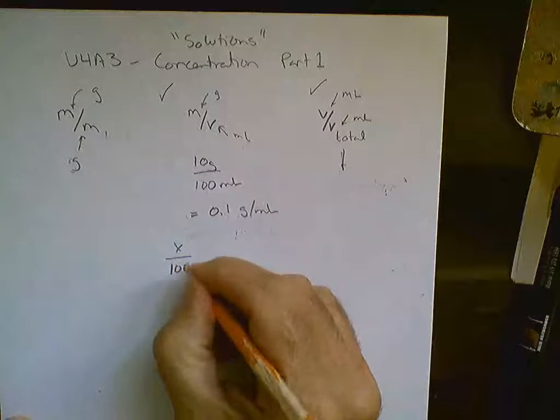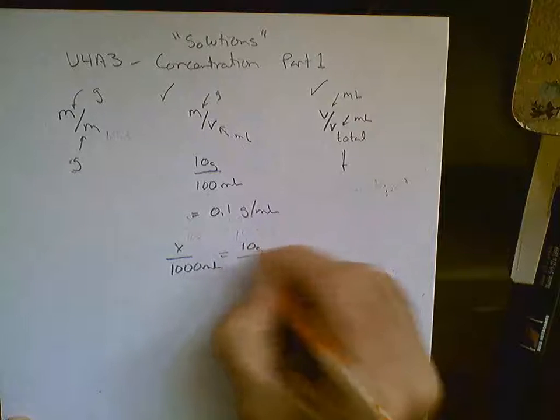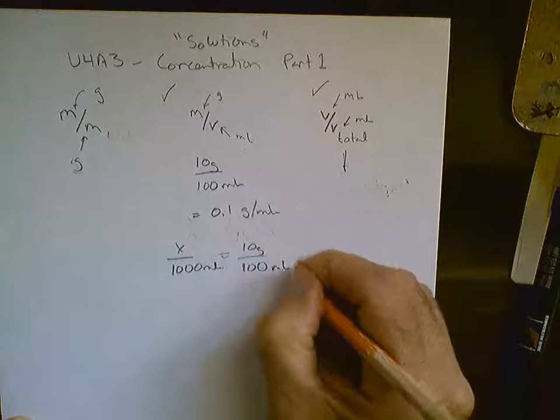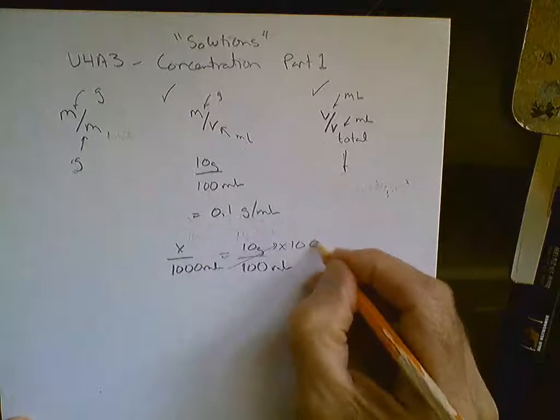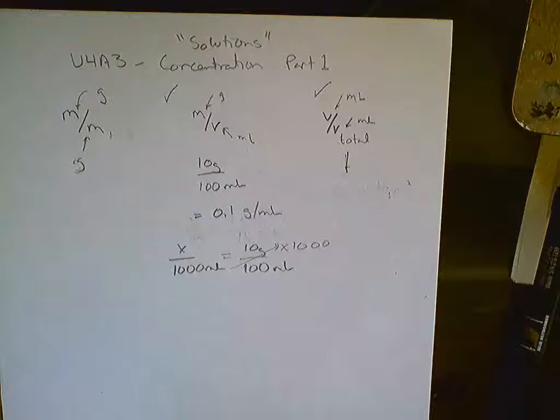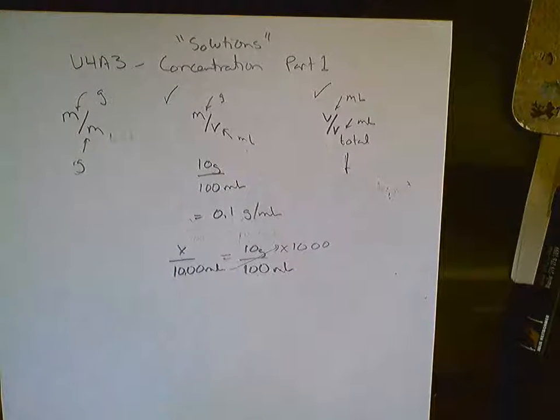So they want to know how many grams it would be per 1,000 milliliters. This is the ratio you would set up. You would take the 10 grams, multiply it by 1,000, and divide by 100. So if they give you a concentration and then tell you to find it per something else, just do it like this.